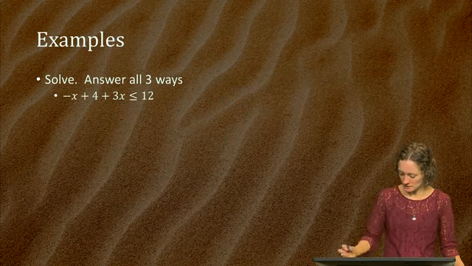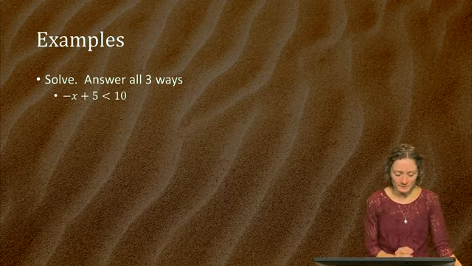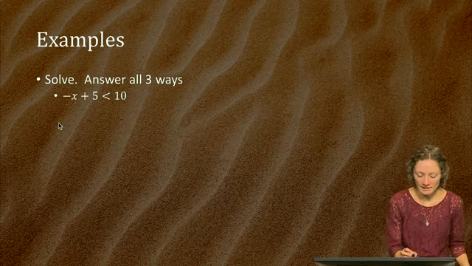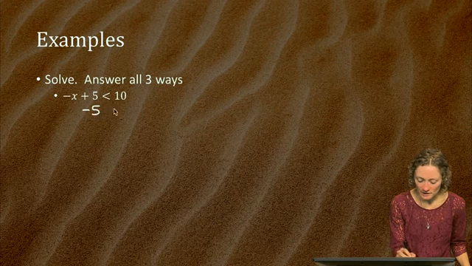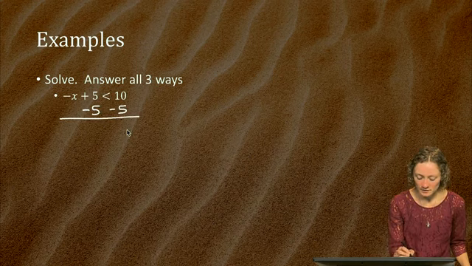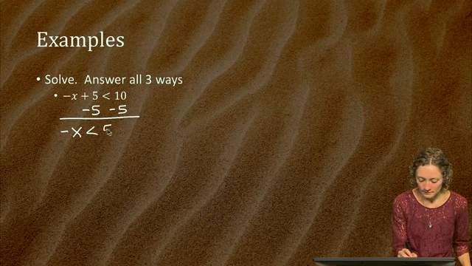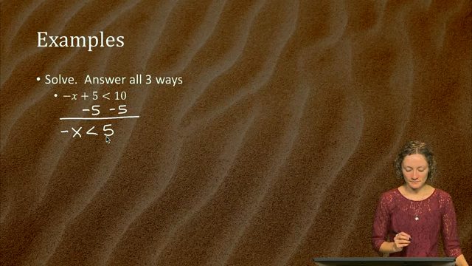All right, let's see another one. Let's answer all 3 ways for this problem. Again, first step, distribute. Can't do that. Combine like terms. There's nothing to combine on either side. Then add, subtract things to both sides. Get the variable by itself. Subtract 5 from both sides. We have negative x is less than 5.